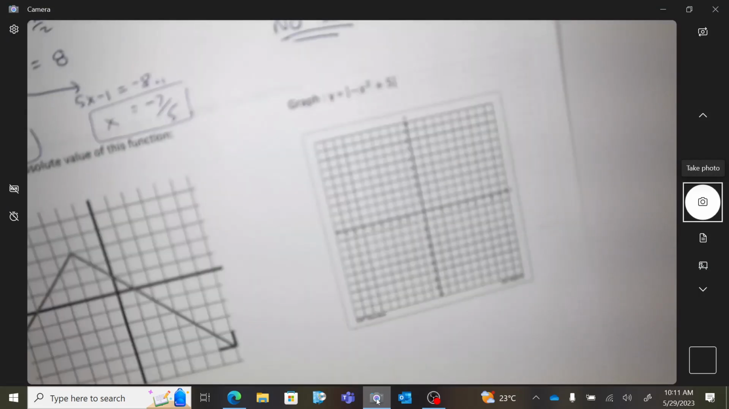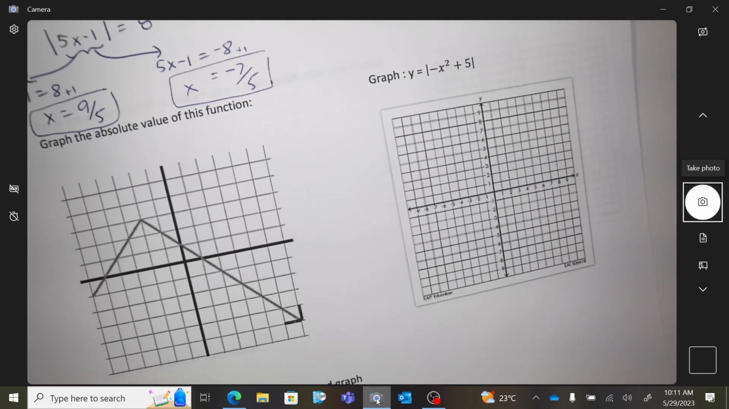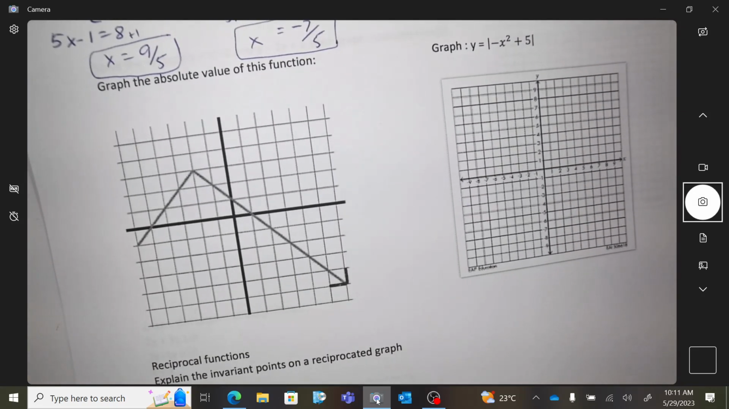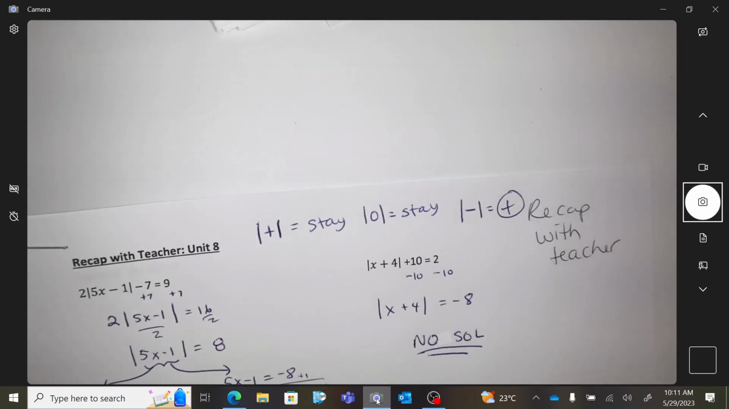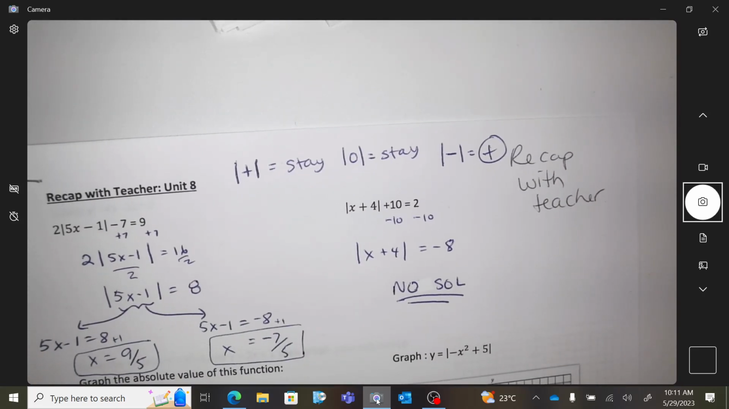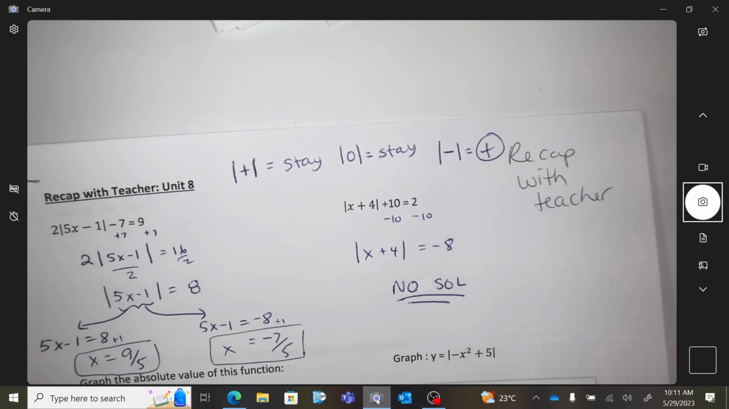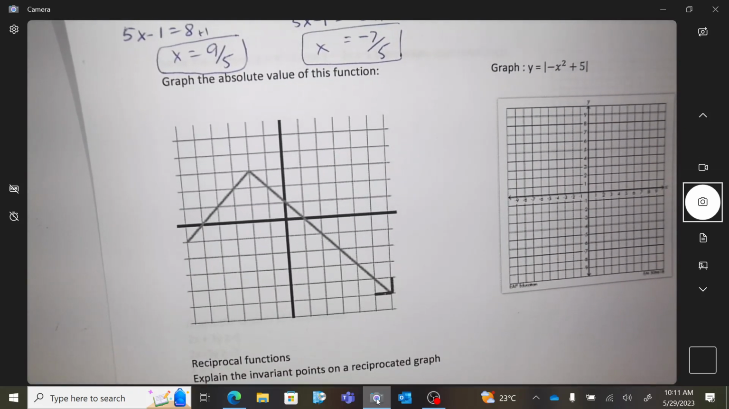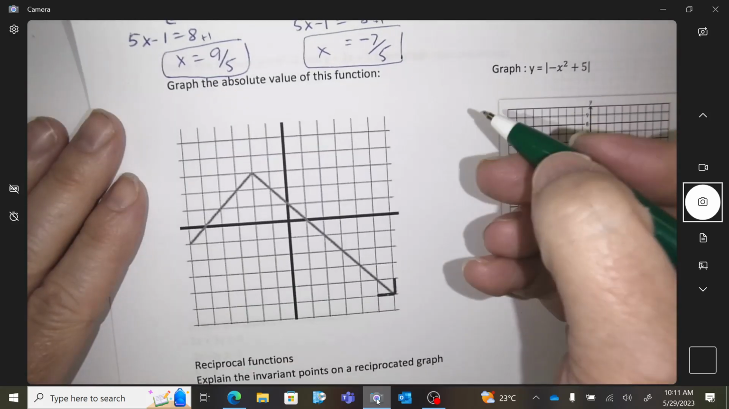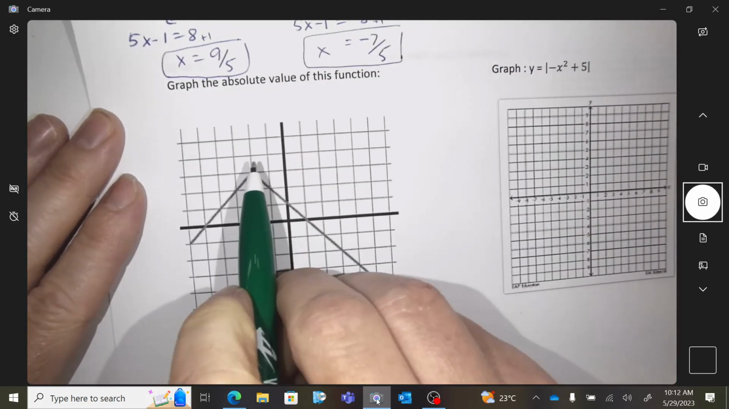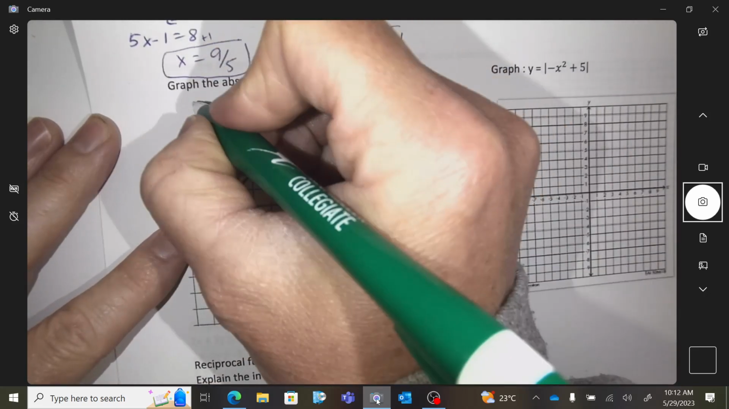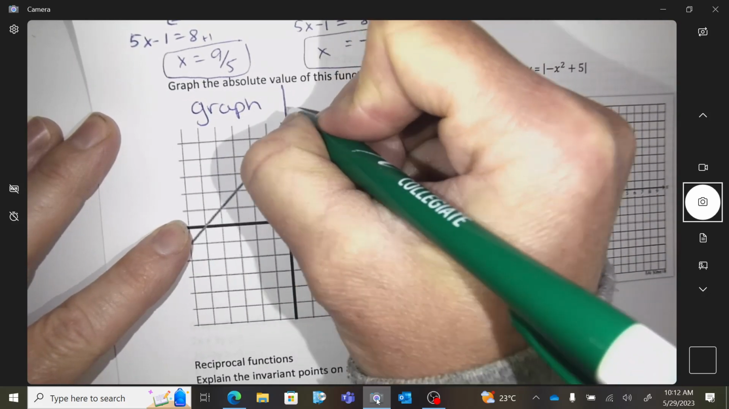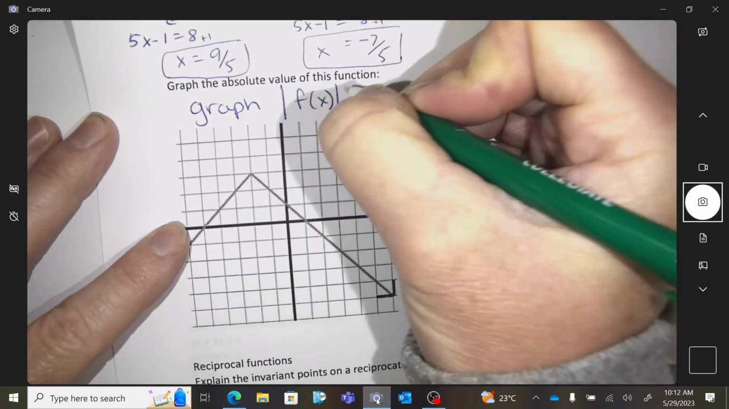Okay, graphing. So graphing, there's our big ideas at the top. If it's positive, it stays. If it's 0, it stays. If it's negative, it has to change. So what pieces of this graph will I... Actually, you know what? I should also write the symbols. Here I say graph the absolute value. On your test, I would say graph the absolute value like this.